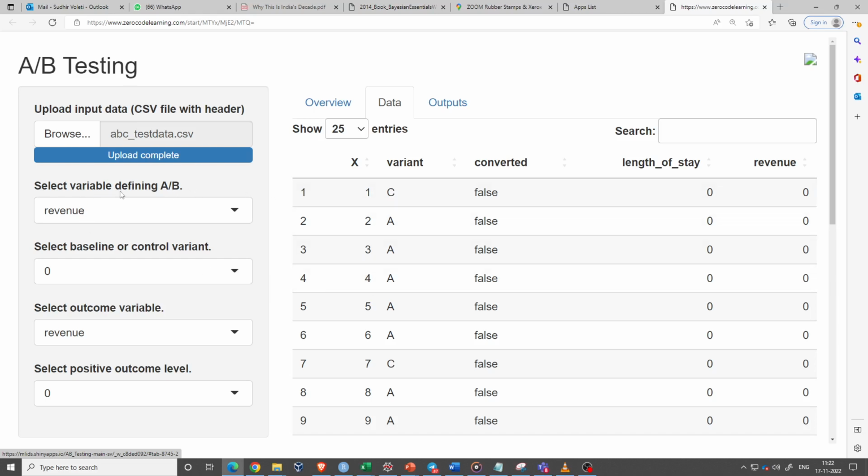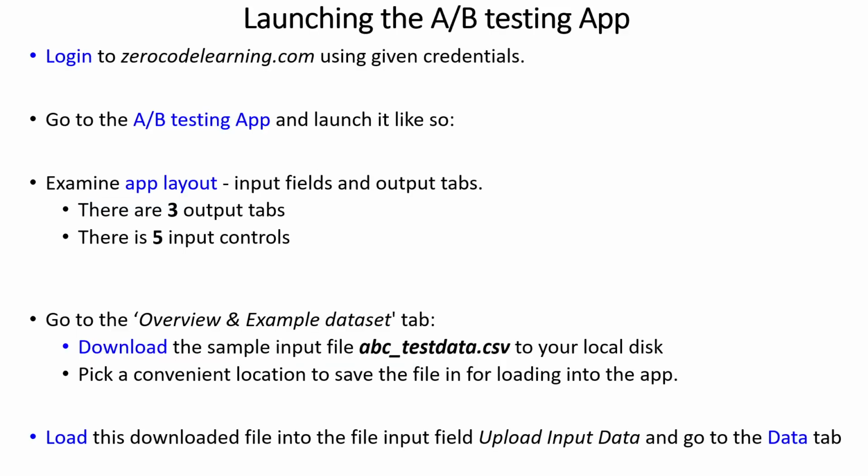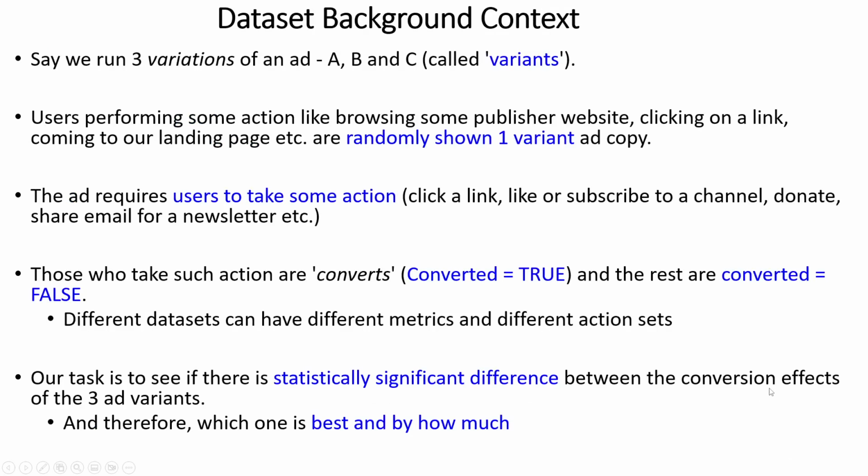So these are the variants. Let me introduce this data set, a background to this data set, so we know what's going on. We saw 3 output tabs, 5 input controls. We downloaded the sample input file, and we've uploaded it back from the downloads folder, and we saw the data tab. Say we are running 3 variations of an ad.